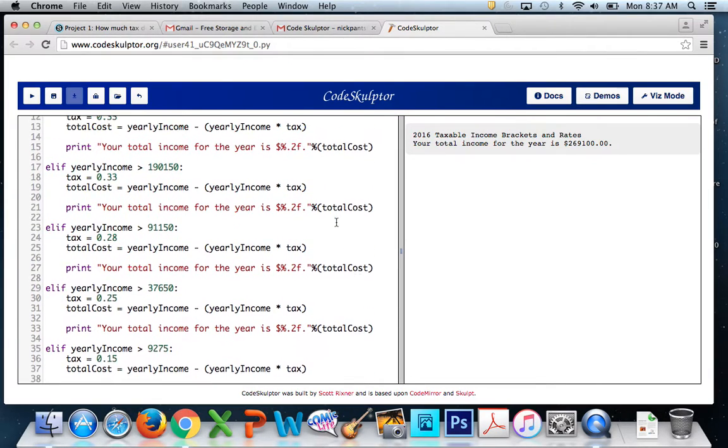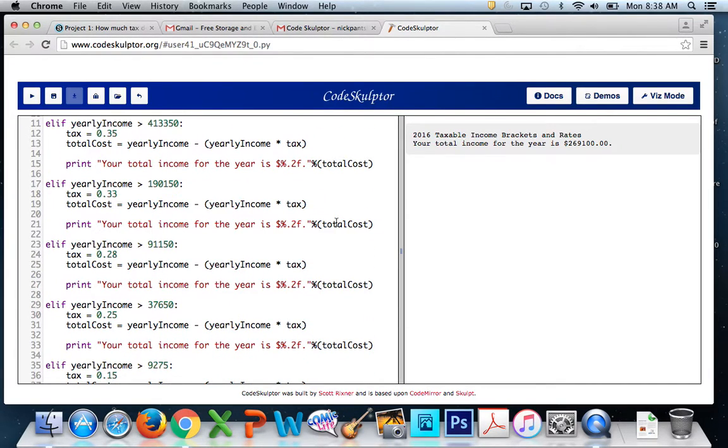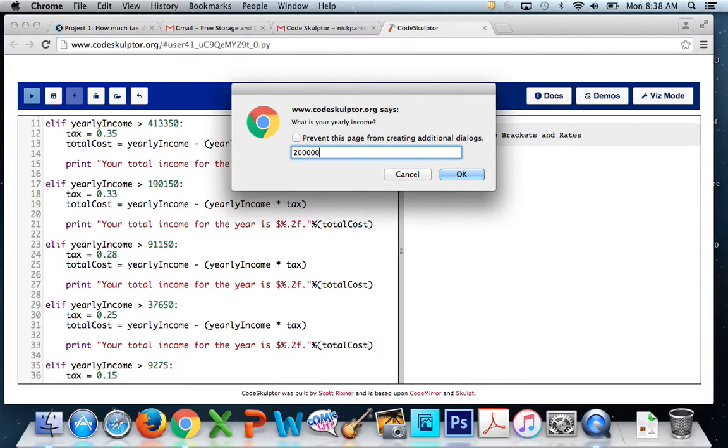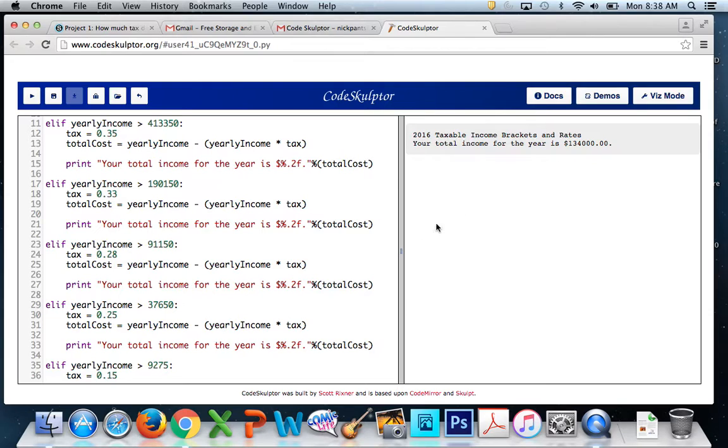For the next one, anything between $413,350 and $190,150. So I'll do $200,000, and that'll be taxed at 33%. It's the same math as all the other ones. The yearly income minus yearly income times tax. That'll give us $134,000.